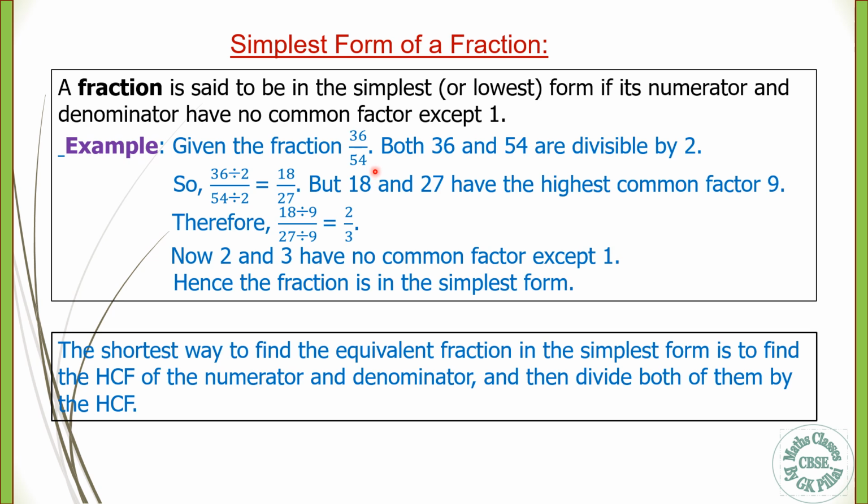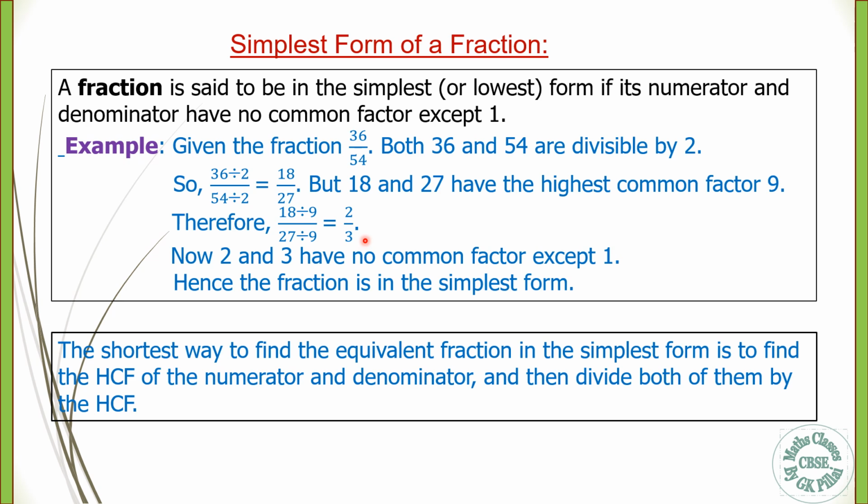So 36 upon 54, we are having a fraction. Both are even numbers, so we decided to divide by 2. When divided by 2, the numerator as well as denominator, we get 18 upon 27. Once again, 18 and 27 have the highest common factor of 9. So we can once again divide the numerator as well as denominator by 9 to get 2 by 3.